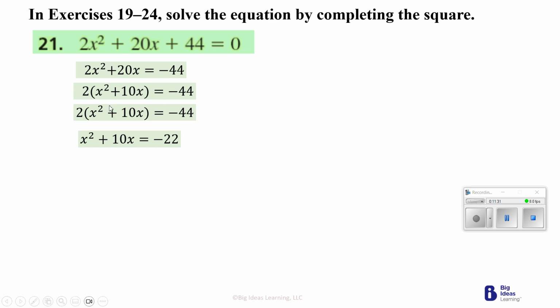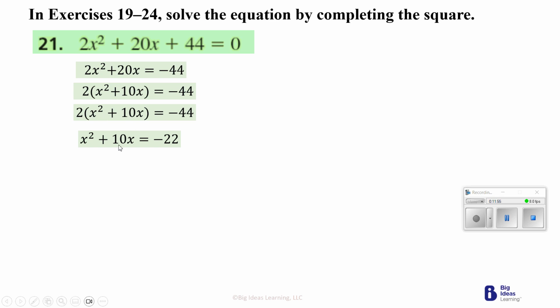Oh, they did do something unique here. I almost forgot. They factored out the 2, and that's going to simplify this a little bit. When they factored out the 2 here, they just left it with x squared plus 10x equals 44. So I'm not sure why it's written twice, but okay.